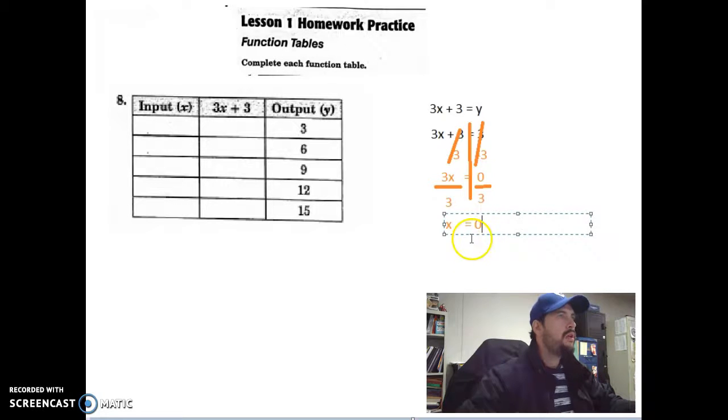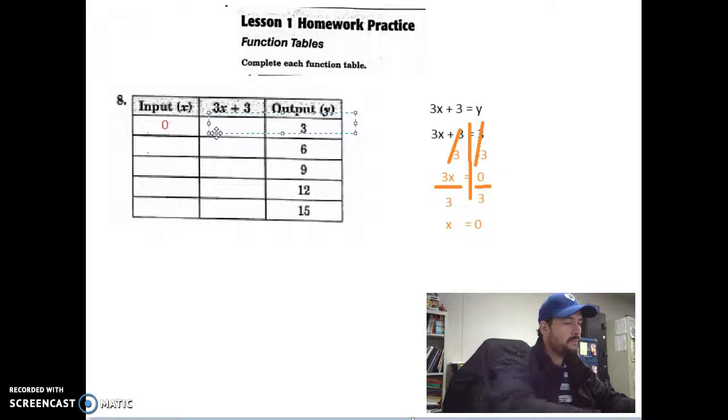And let's see if that formula works. So instead of x, I'm going to put 0 here. That's what we got. 3 times 0 plus 3. And let's see if that works. 3 times 0 is 0. 0 plus 3 equals 3. So yes, that worked. Let's try it on the next one now.